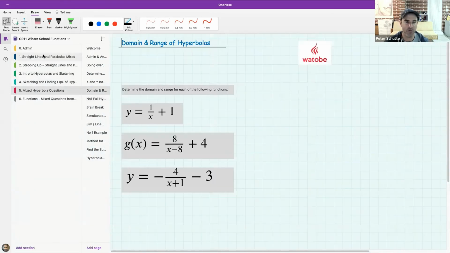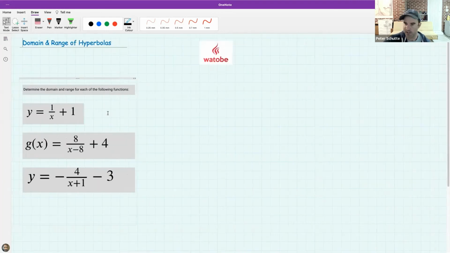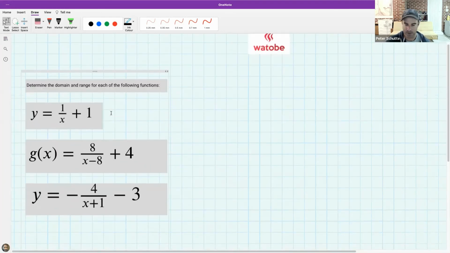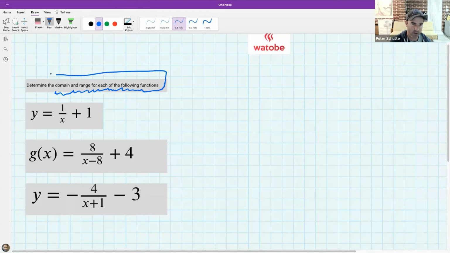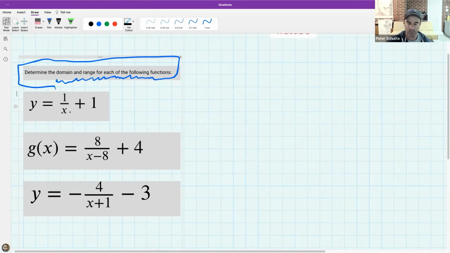Okay, let's finish with this last question here, since we've just spoken about domain and range. So these are all hyperbolas. But the question is asking you to determine the domain and range for each of the following functions, but we're not actually drawing the graphs. I want you to try and write down the domain and range for each of these. I will do the first one with you.